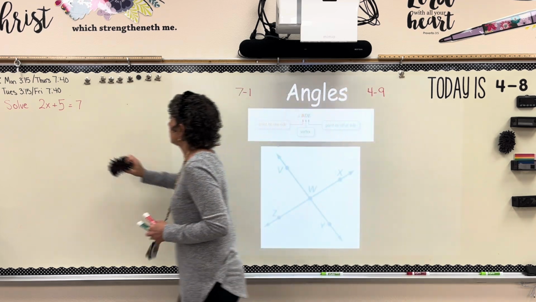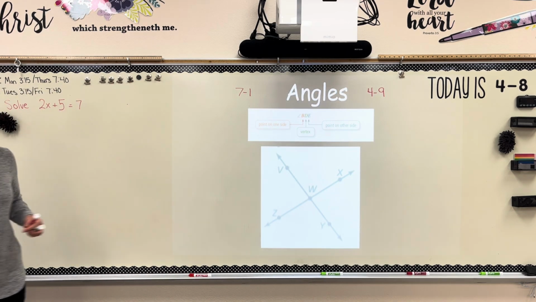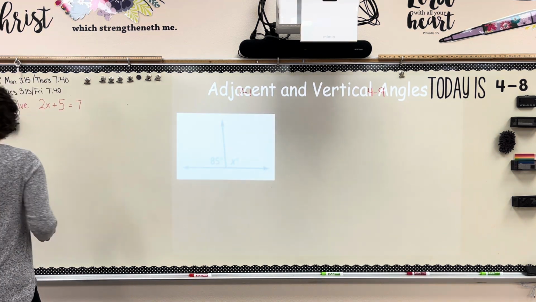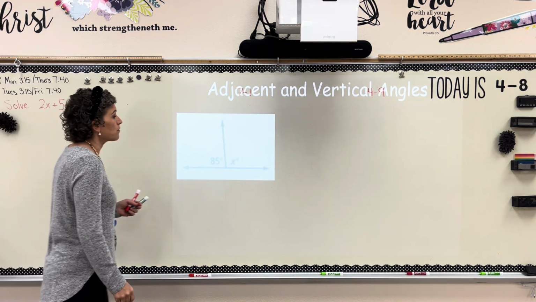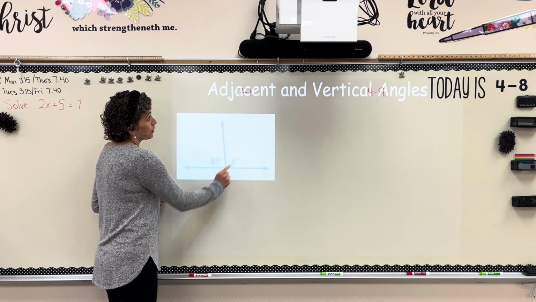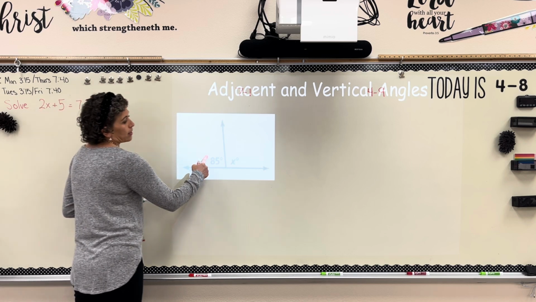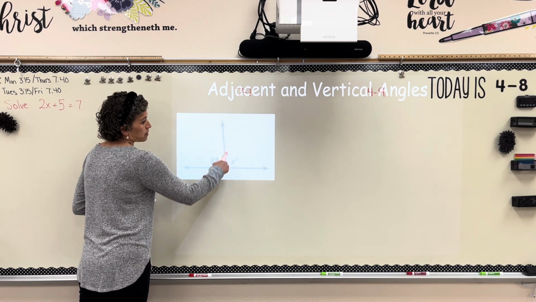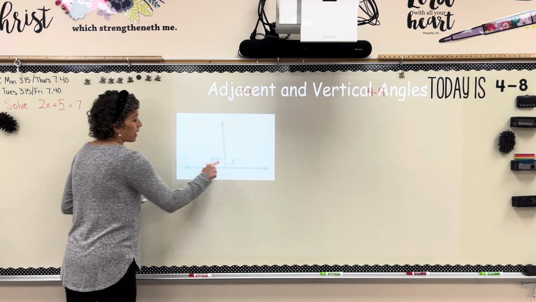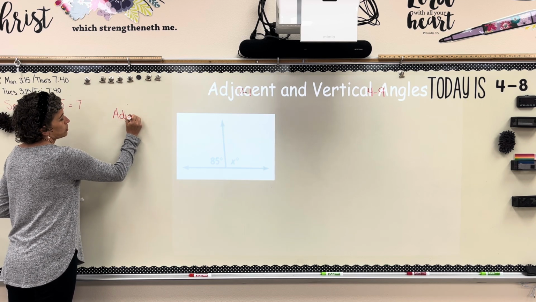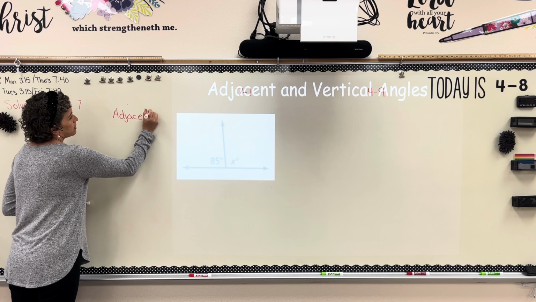All right, here we go. So some examples are this one. Okay, so first of all, are these vertical or adjacent angles? They are next to each other, they share the vertex, they share the side, so these are adjacent. So go ahead and draw this picture. Make sure you write down that it is adjacent.